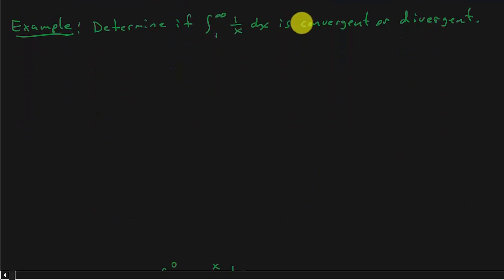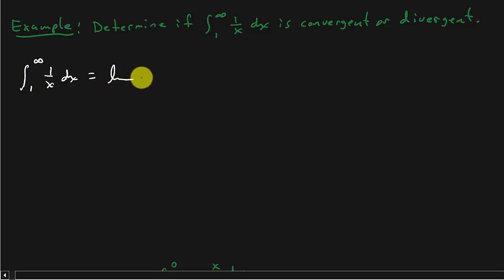So let's go ahead and look at an example. We want to determine if this integral here is convergent or divergent. So let's go ahead and work it. We've got the integral from 1 to infinity of 1 over x dx. Well, see, we're going from 1 to infinity.